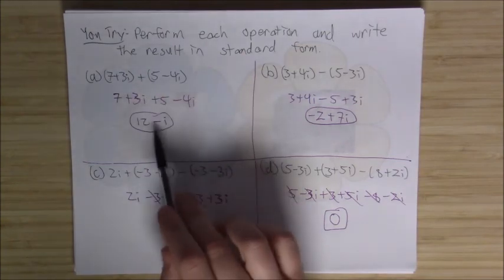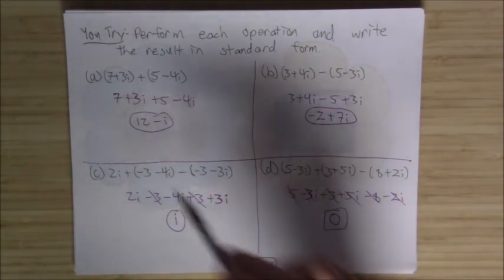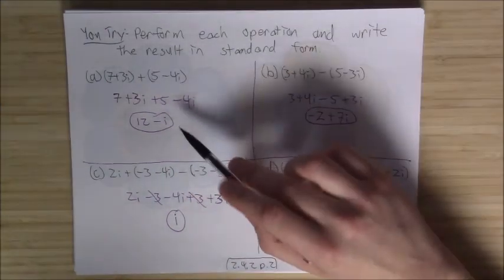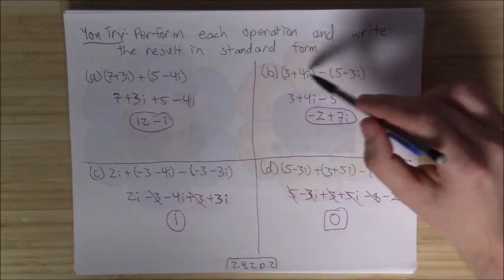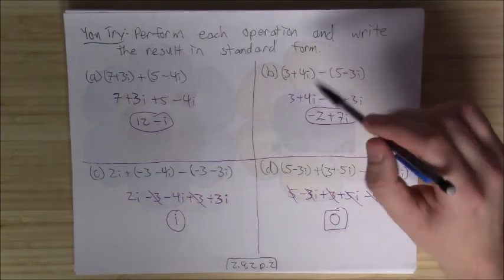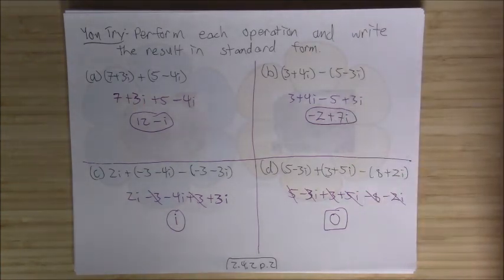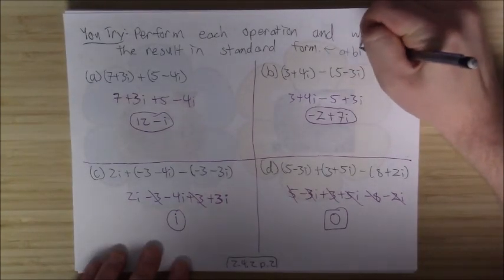So up here, this one's pretty standard. We just drop the parentheses and add up like terms. Notice with all of these, I have them in standard form, that is of the form a plus bi. Here a is 12, here b is negative 1. Here, remember to distribute the negative. Here a would be negative 2 and b would be 7. Again, standard form is a plus bi.